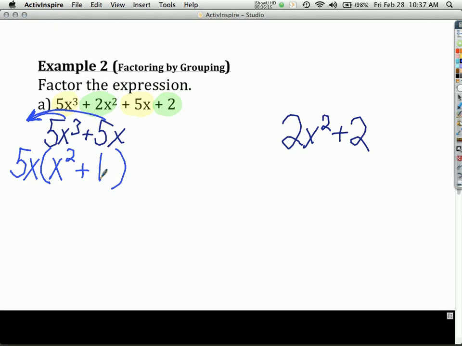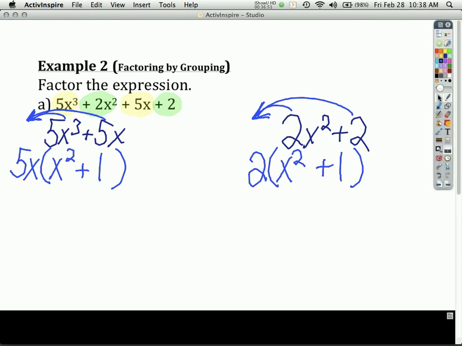Okay, now let's forget about that just for a moment and come over here to the 2x squared plus 2. I want to do the same thing again. What is the common factor between the 2 of them? John? 2. Yeah, just a 2. So watch what I'm going to do. 2, and what's left over? X squared plus 1. Now watch what happens when I put it all together.